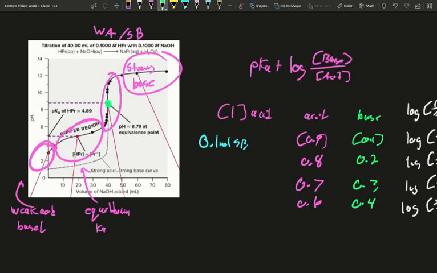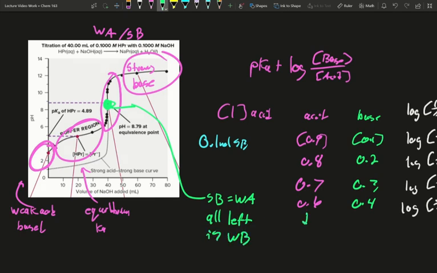This equivalence point, however, is when our strong base equaled our weak acid. That's when the base we are adding was equal to the amount of acid we started with, the amount of weak acid that was present. Which means all that's left is weak base.